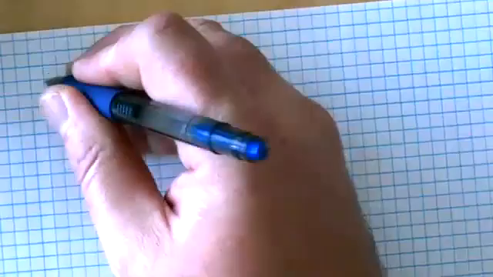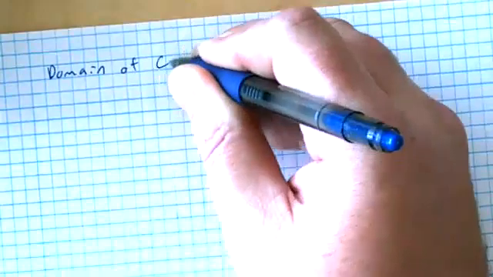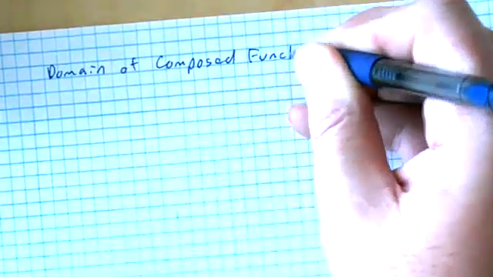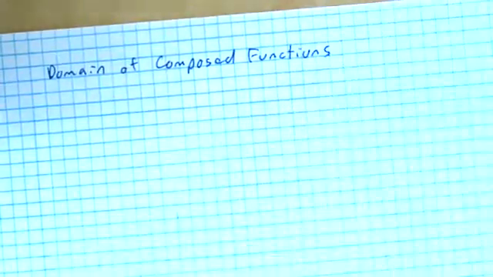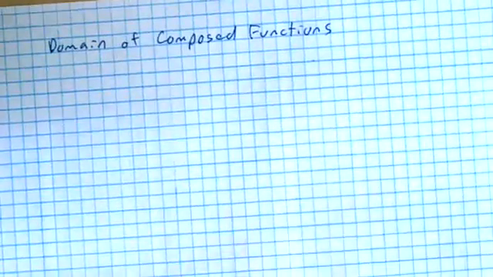So what did we just learn? We should probably write this down. Domain of composed functions. When we say composed functions, we're talking about like f of x, f of g of x, and g of f of x.